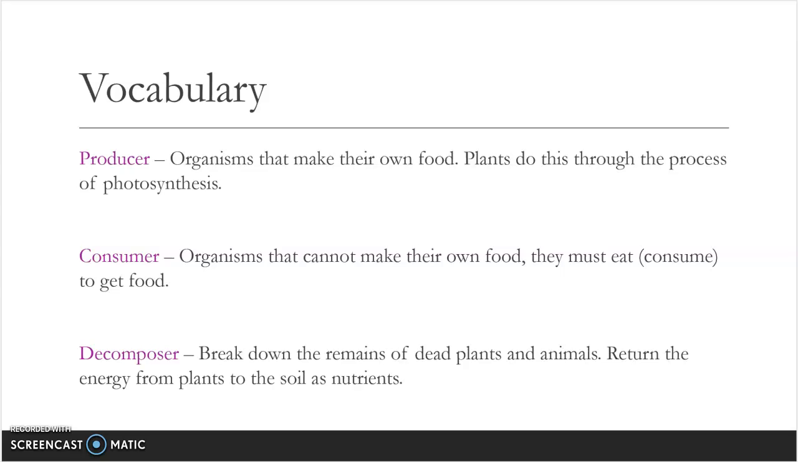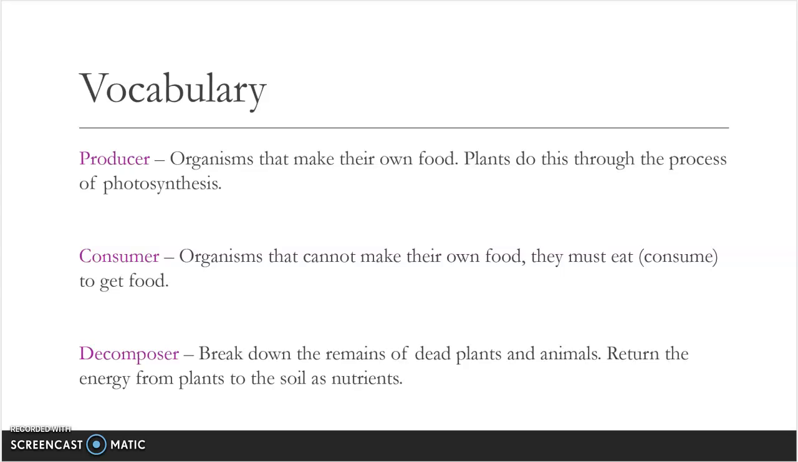Always remember that it is not a requirement to copy every single letter that I have on the screen. You are welcome to put it into your own words the best that you can. So there are 3 vocabulary words that we're starting with: producer, consumer, decomposer. And we're looking at the categories of organisms that will be present in a food chain or would be illustrated in a food web.